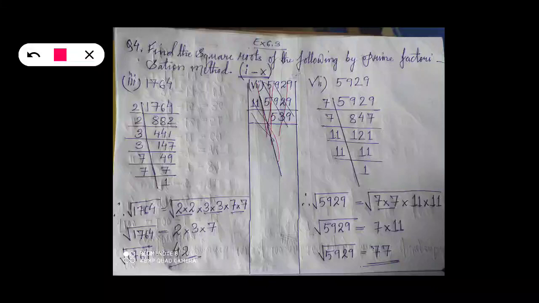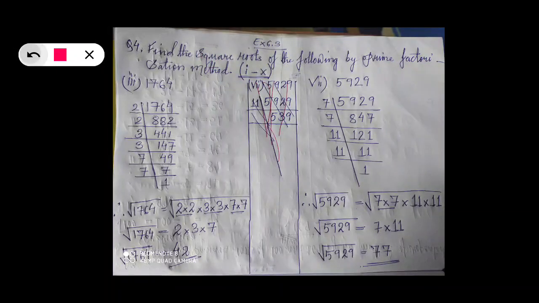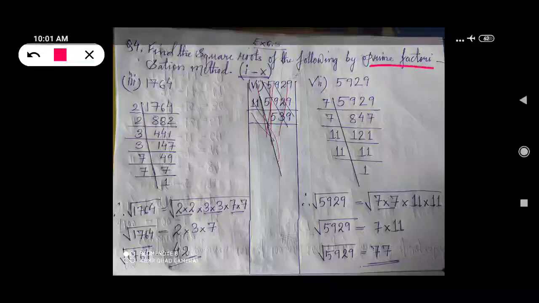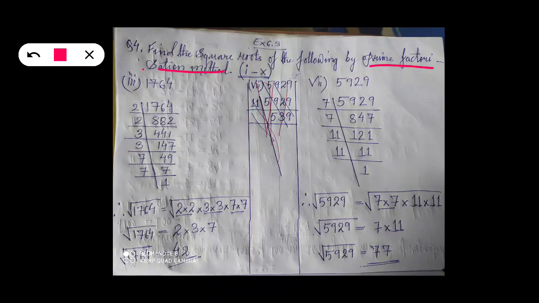Okay students, here comes question number 4, and here too you have to find the square root like in question number 3. But in question number 3 the method name was repeated subtraction, but here what is the name of the method? By prime factorization method. So I already told you, when the method is mentioned you cannot use the other process. Here you cannot use repeated subtraction, and even if you use it, it is not possible. See, the numbers are very big, you have to subtract so many times.